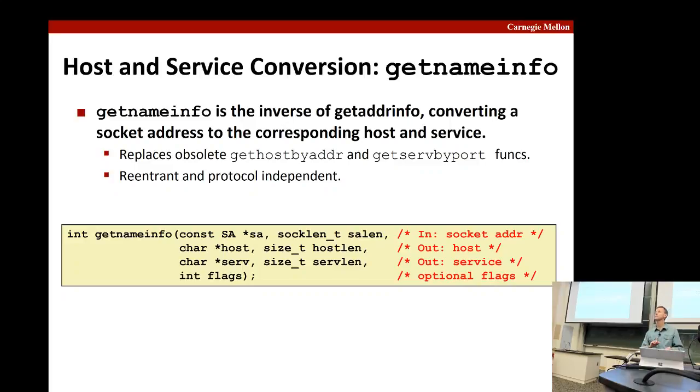So the converse of that is getnameinfo. The inverse, it converts a socket address to a corresponding host and service, and again, it's protocol independent. So what it does is you take in a socket address, which is here just one of those pointers, one of the structures, and the length of it. And what you get back is strings that indicate the host and the service. And then there are also some optional flags, which we won't get into.